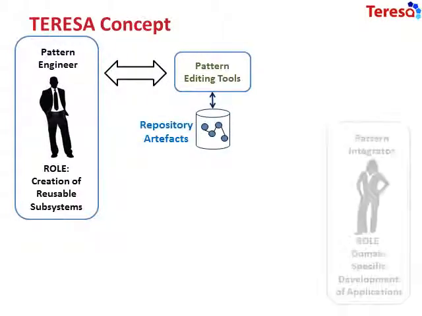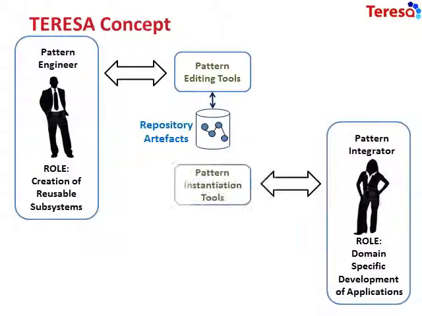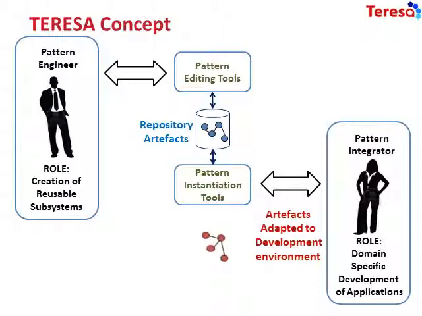The objective of a pattern integrator is to ensure that the patterns can be used in the development of applications in a given domain. She uses pattern instantiation tools which transform the repository artifacts in a form that is adapted to the application development environment, which are the red balls in the picture.